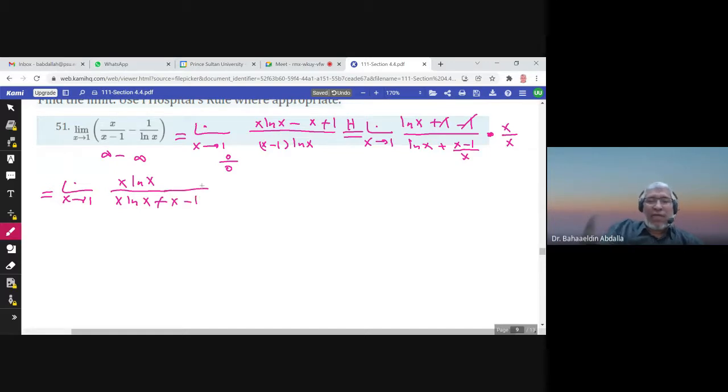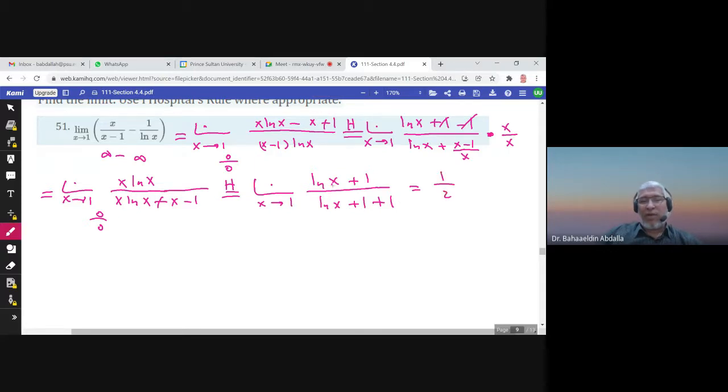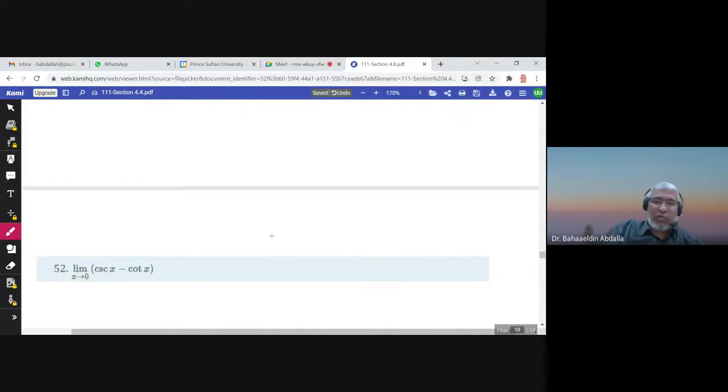Now replacing x by 1, ln 1 is 0, and here 1 minus 1 is 0, ln 1 is 0, so I still have 0 over 0. I use L'Hopital's once more. Derivative of x is 1. x times 1 over x. Same. Derivative of x is 1. Replace x by 1. I have 1 over 2.